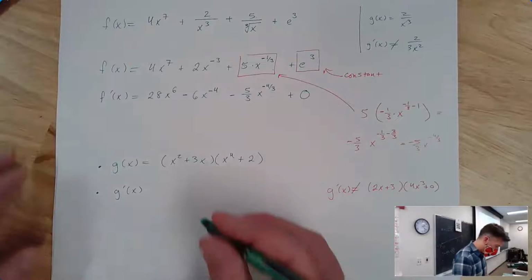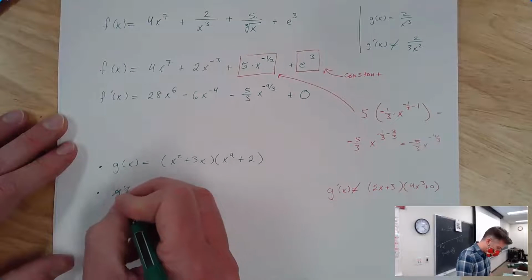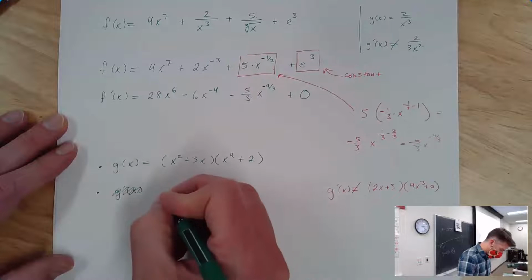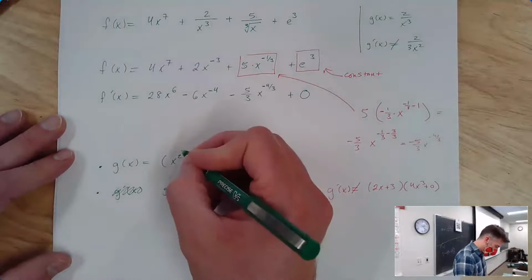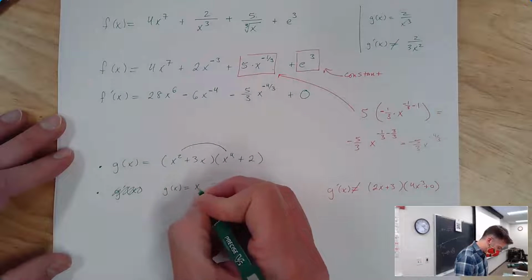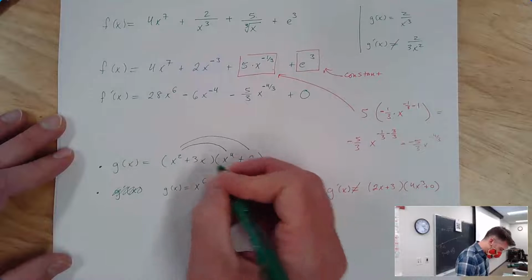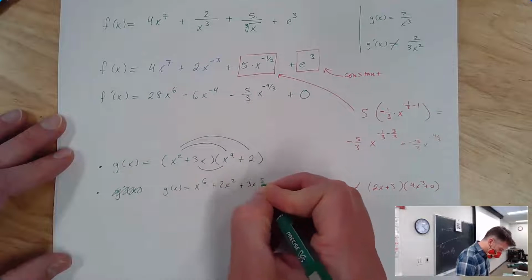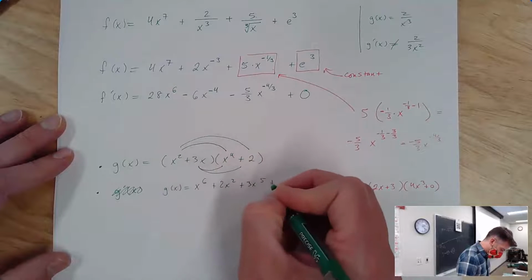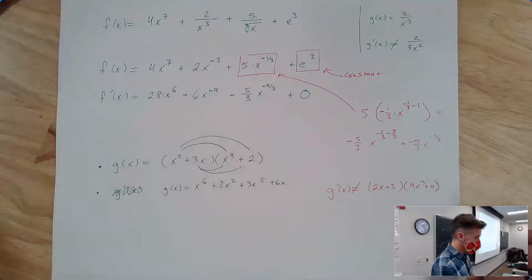Let's see. I'm not going to find g prime of x just yet. I'm going to simplify before I start finding g prime. So I'm going to multiply this out. X squared times x to the 4th is x to the 6th. X squared times 2 is 2x squared. 3x times x to the 4th is 3x to the 5th. And 3x times 2 is 6x. And I probably should have written this in the more standard order, but I didn't.